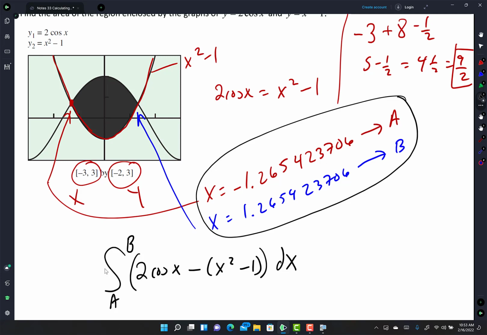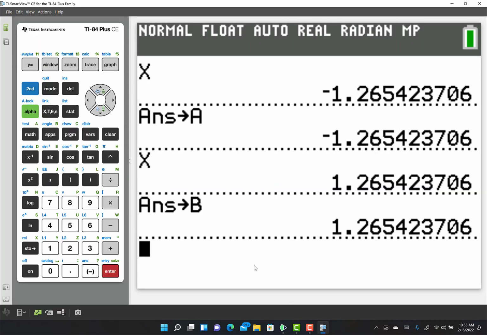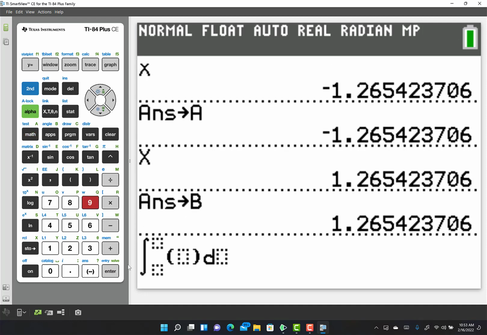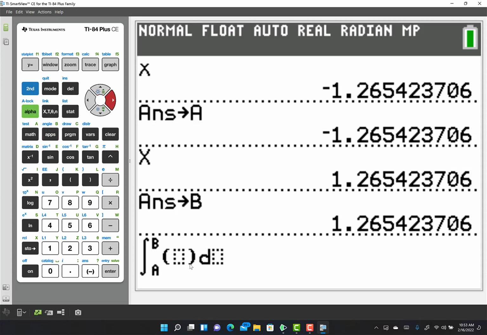All right, there it is. We're just going to type it in the calculator. Let's be smart. Do you have to type? So I'm going to push math, number 9, and I'm going to push alpha A here, and I'm going to push alpha B here. Do I have to type the expressions again if I already have them saved in Y? No, just know which one is which.